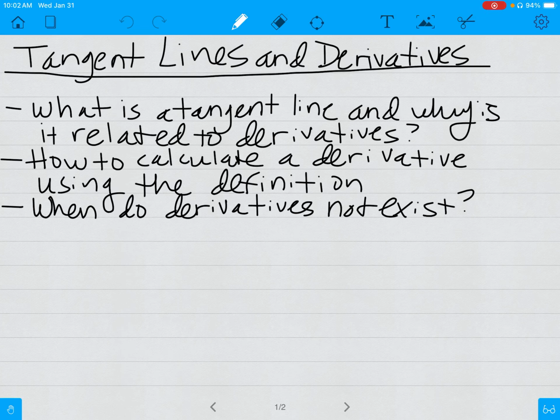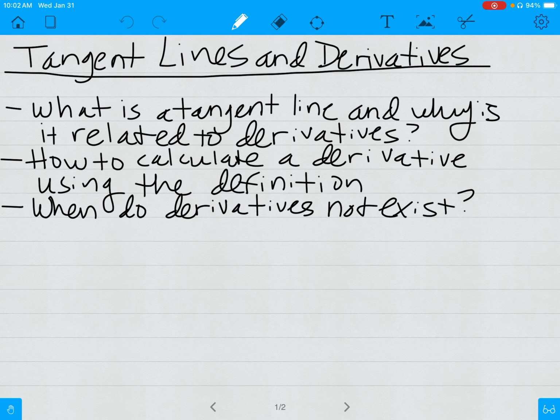In this section, we're going to be looking at tangent lines and derivatives. And so specifically, in this set of videos, we're going to be going through the following things. The first one is, what is a tangent line and why is it related to derivatives? And, separately, what the heck even is a derivative?